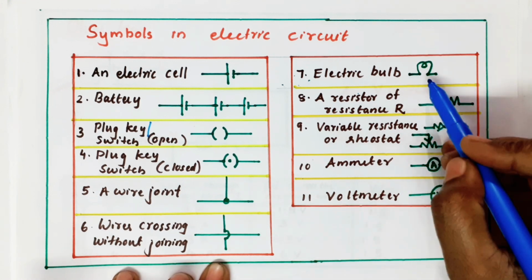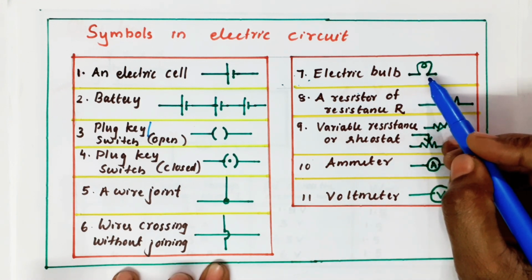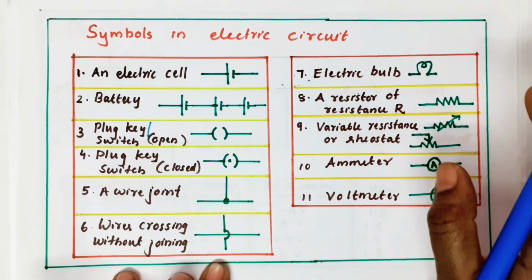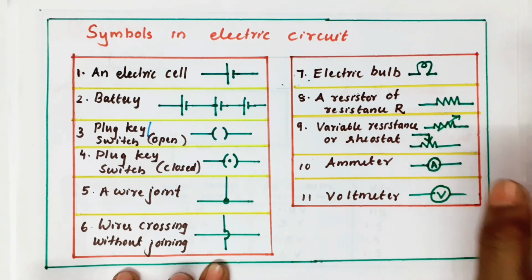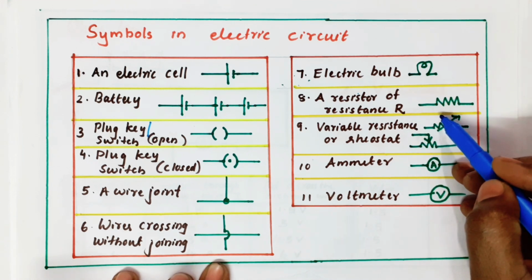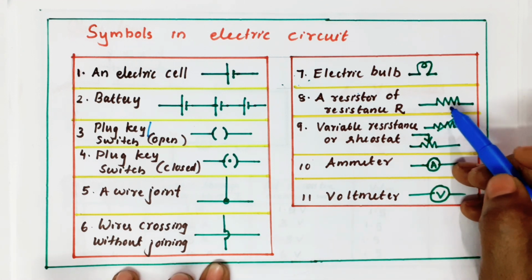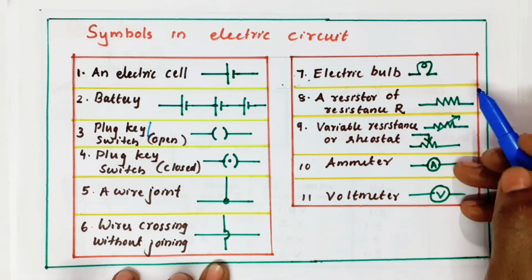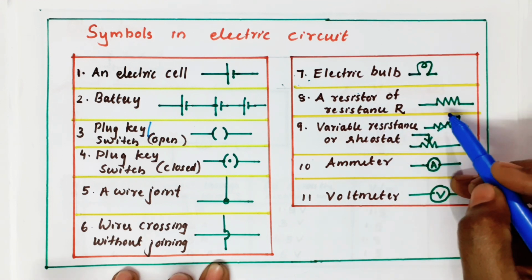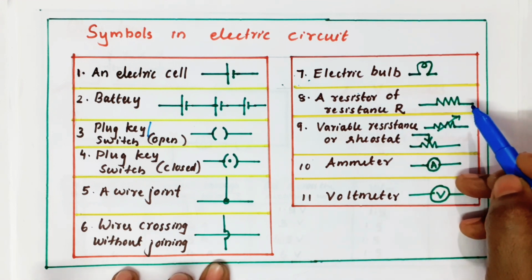Now this symbol is a very familiar symbol, bulb. In place of this one, a few people may draw a filament bulb. That is also correct. Then another one is called a resistor. What is a resistor? It is a component which provides resistance. That is called a resistor and the symbol is like this.